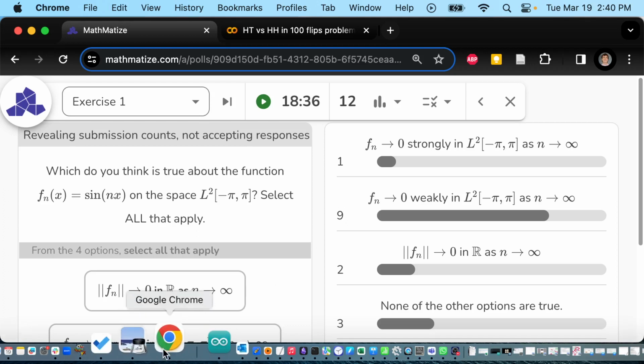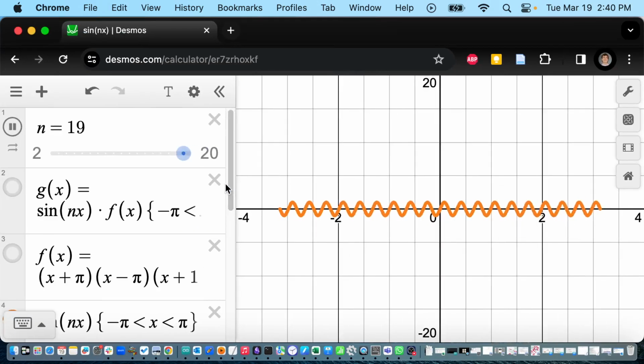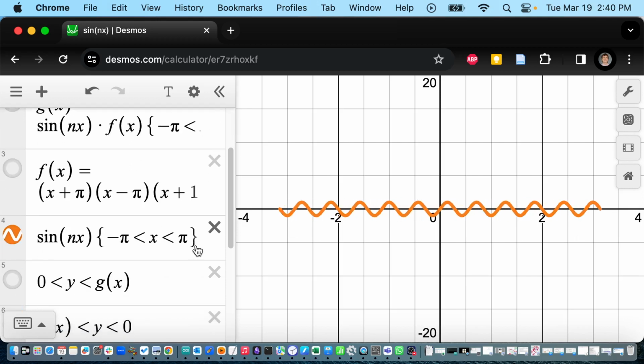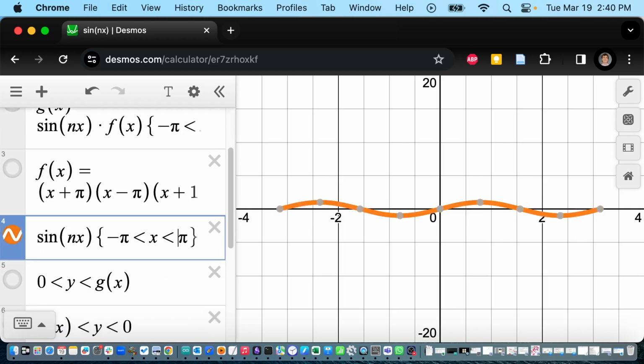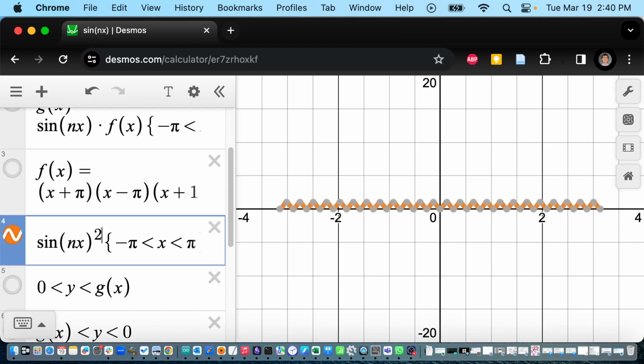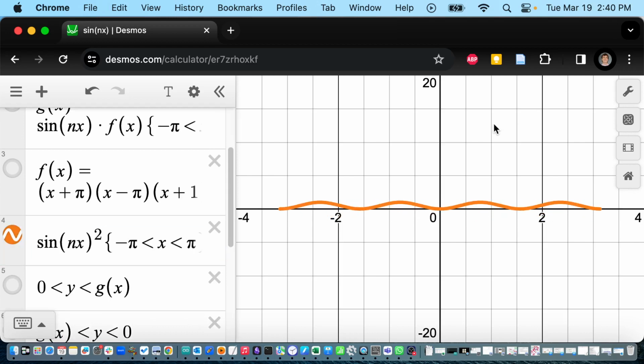So if you square these functions, oh no, now I've lost my Desmos. Okay, here it is. So if you square these functions, they go up, down, up, down. They're positive and negative. But if you square them, they're always positive. We can draw a little picture of that actually. So there they are squared. To do the L2 norm, you have to square the function. And then they're always between 0 and 1. So the top of the peak is at 1. 1 squared is 1. And the bottom of the peak is at 0. 0 squared is 0.